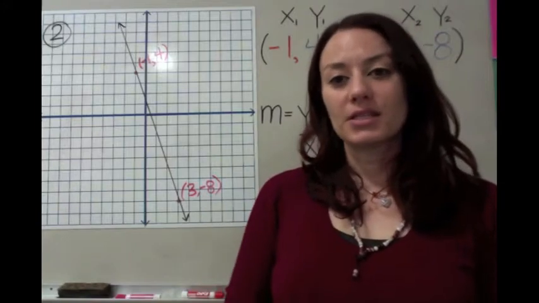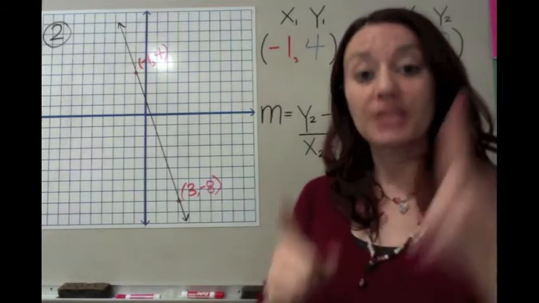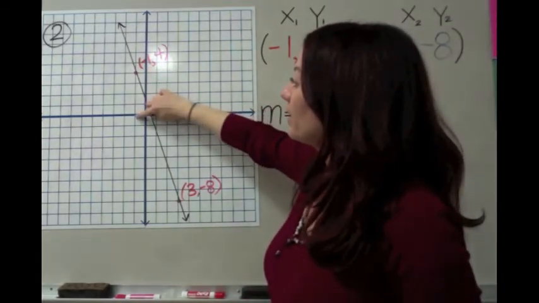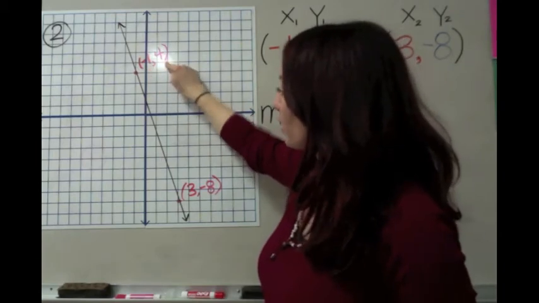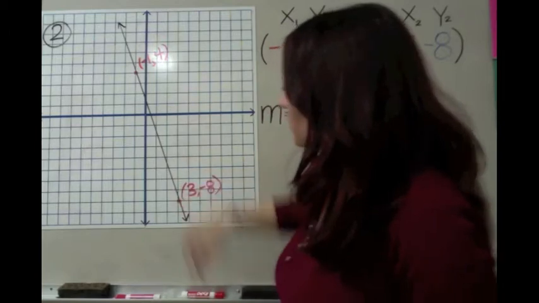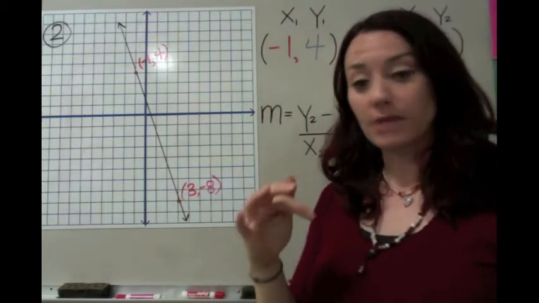Now let's calculate the slope of line number 2. We're given a line with 2 points. The first point, which is x1, y1, is -1, 4. The second point is at 3, -8. So we're trying to figure out the slope. The slope is rise over run.